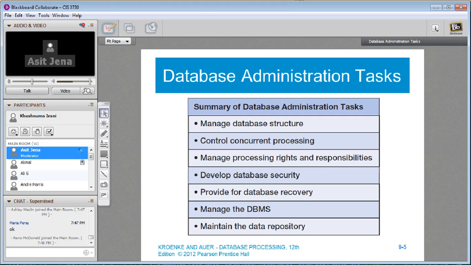Manage processing rights and responsibility. That basically means who can do what. The database administrator is the gatekeeper. The database administrator makes sure that appropriate people have appropriate rights to do the stuff that they're doing, but don't have too much, that they should not see things they don't need to see. On the other hand, they should have access to everything that they need to see.